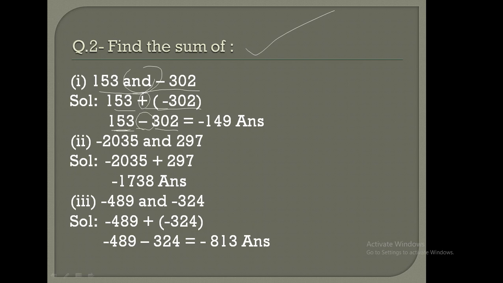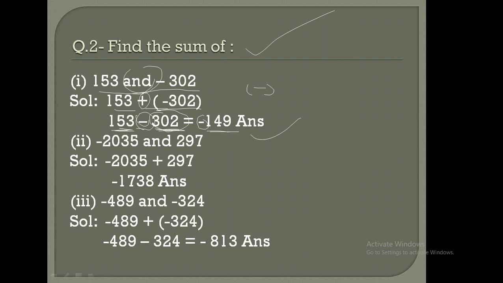Now one is positive and another is negative. What it means? It means that we have to do the subtraction, and after subtracting we will get 149 as the answer. Now here we can see this 302 is the greater number, so we will use the negative sign.